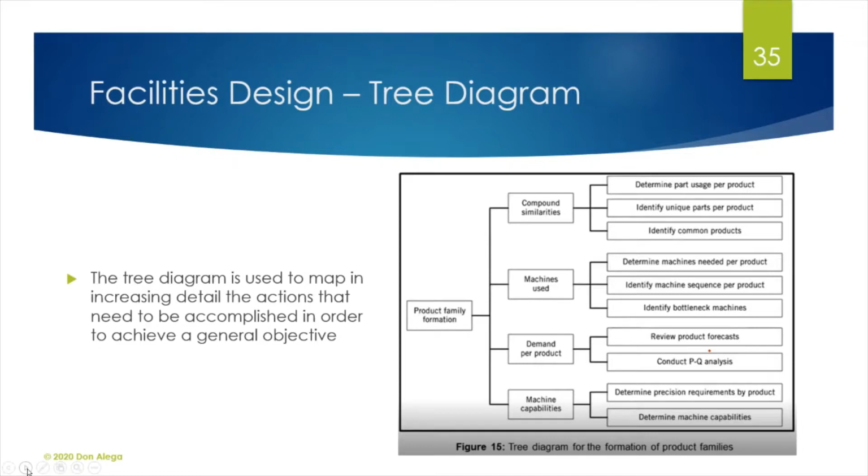Ito yung tree diagram. Kung titingnan nyo dito sa example, we have the product family formation. This is the general. Okay po. And then, yung finer and finer levels of detail, 'di ba? We have the four... tawag dito. Next level niya, ito yung mga finer details niya. And then, lastly, ito yung pinaka-specific details for the product family formation. So, tandaan, general to specific tree diagram. Okay po.